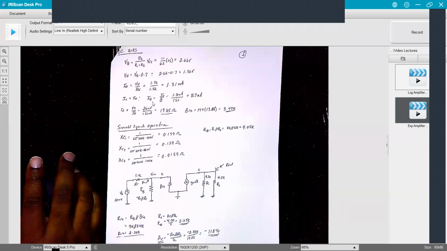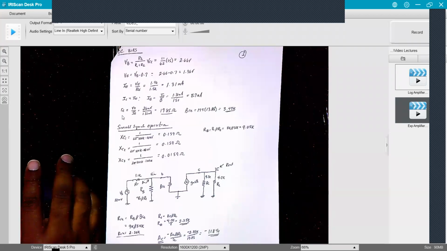If we want to calculate IB, IB is IE over beta, which is about 8.7 microamps. When you're doing the voltage divider bias, you don't need to know what IB is. But since we had beta, I just calculated it anyway. So you won't lose any points if you didn't do this.